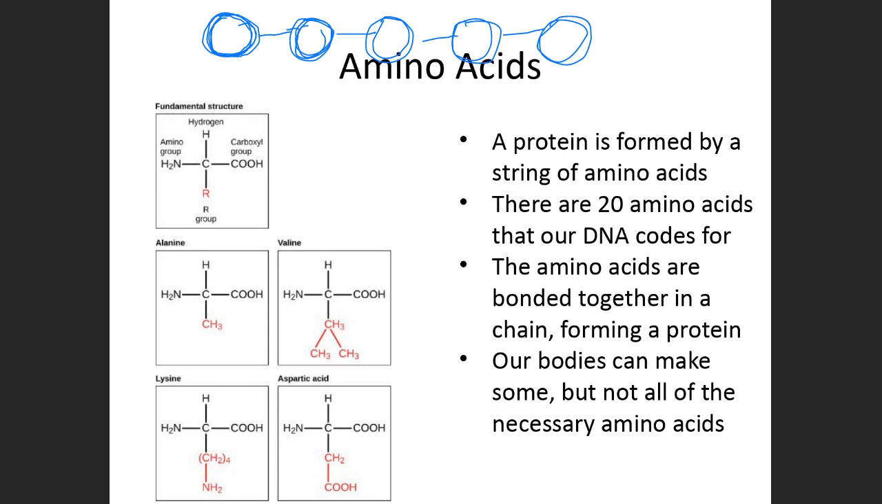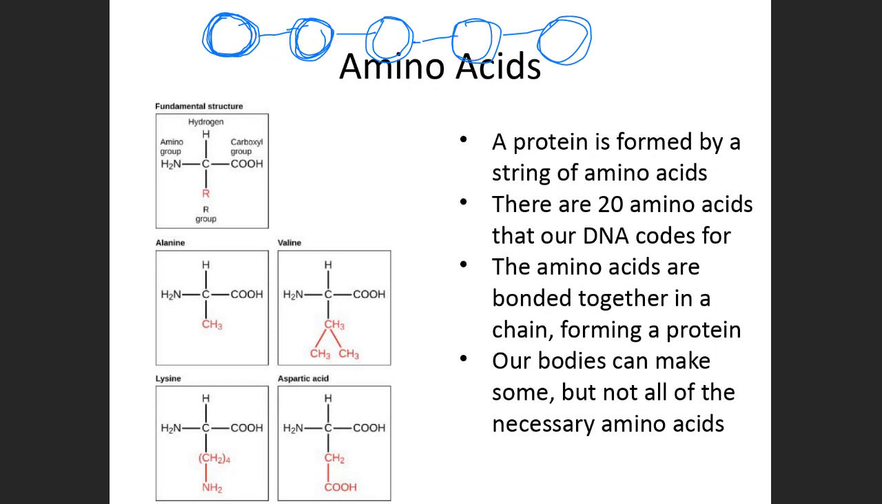There are 20 different amino acids, and the order you put them in makes different proteins. Just like if each amino acid was a letter in the alphabet, you can string them together in different ways to make different words, right? We've got 26 letters in our alphabet. There are 20 amino acids in the protein alphabet, and they get strung together in different ways. And so they form this long chain that is a protein.